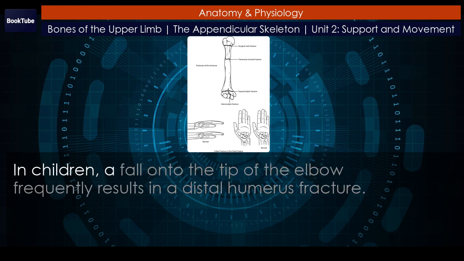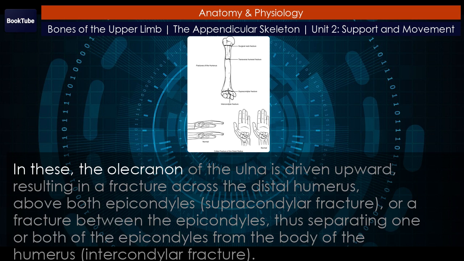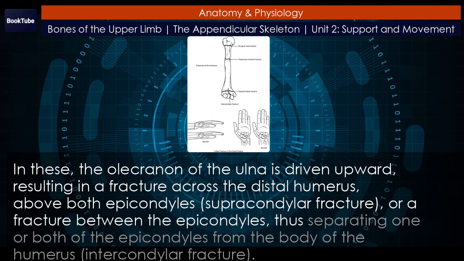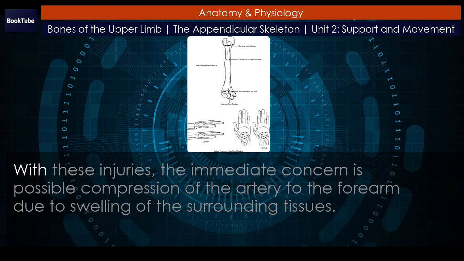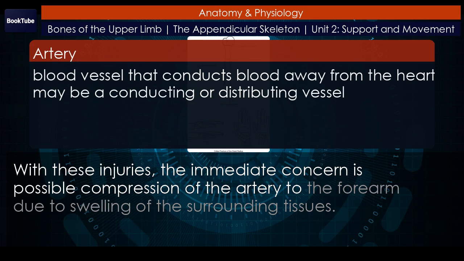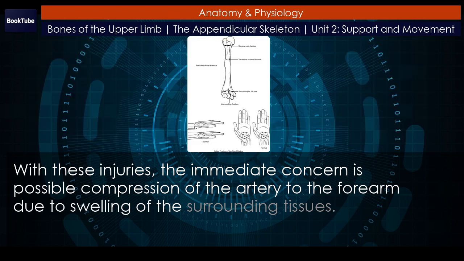In children, a fall onto the tip of the elbow frequently results in a distal humerus fracture. In these, the olecranon of the ulna is driven upward, resulting in a fracture across the distal humerus, above both epicondyles, supracondylar fracture, or a fracture between the epicondyles, thus separating one or both of the epicondyles from the body of the humerus. Intercondylar fracture. With these injuries, the immediate concern is possible compression of the artery to the forearm due to swelling of the surrounding tissues.